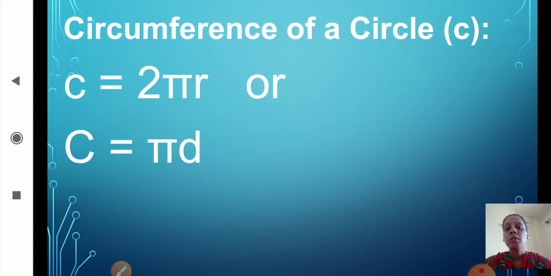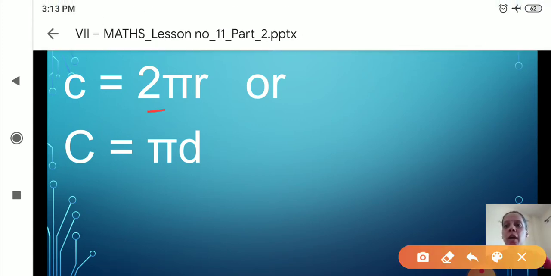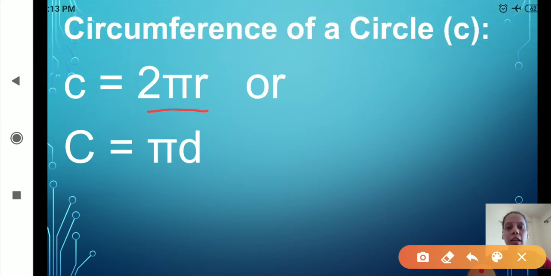If the radius is given in the question and you have to find out the circumference of a circle, then you will use this formula, that is 2 pi r. R means radius. What is the value of pi? That is 22 upon 7 or 3.14. C is the circumference. And if the diameter is given, then you will use this formula, that is pi d. Pi is 22 upon 7 or 3.14 and d means diameter.